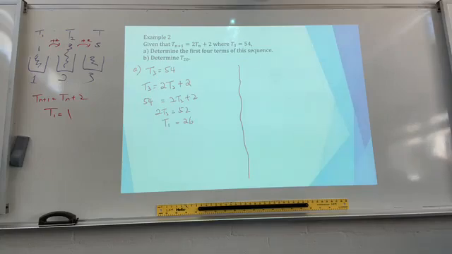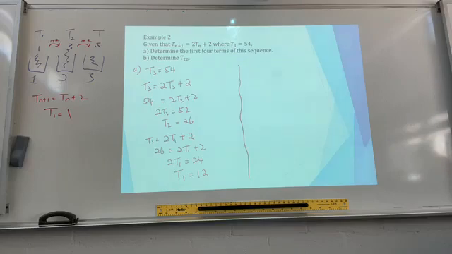Work backwards again. T2 equals 2 T1 plus 2. Work backwards. So 26 equals 2 times T1 plus 2. 2 T1 equals 24. T1 equals 12. All right?